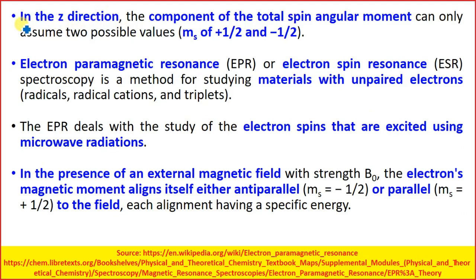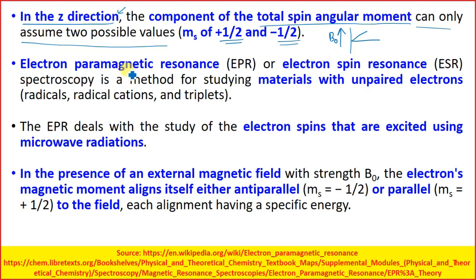Now, in the z direction, the component of the total spin angular momentum can only assume two possible values, ms of plus half and minus half. Why? We all know, because in the z direction, why are we talking about the z direction? We are considering that we will apply a magnetic field B0 in the z direction, just like in NMR spectroscopy. Okay, and we will be having an axis something like this.